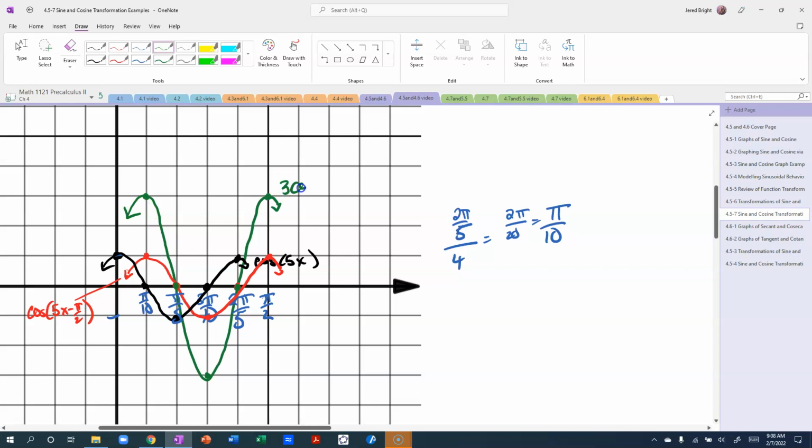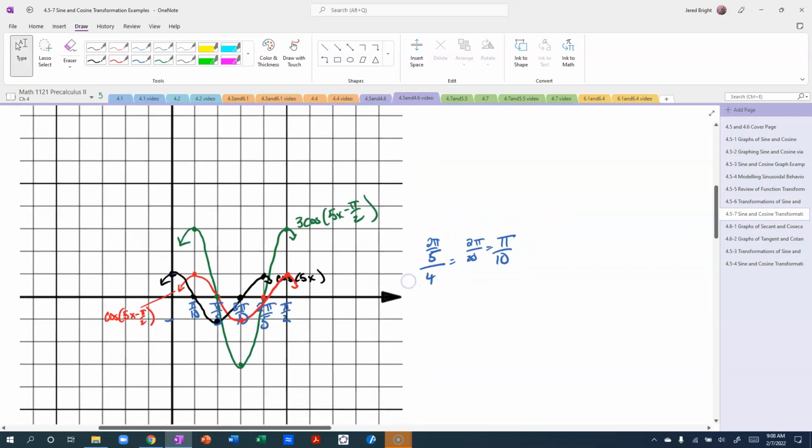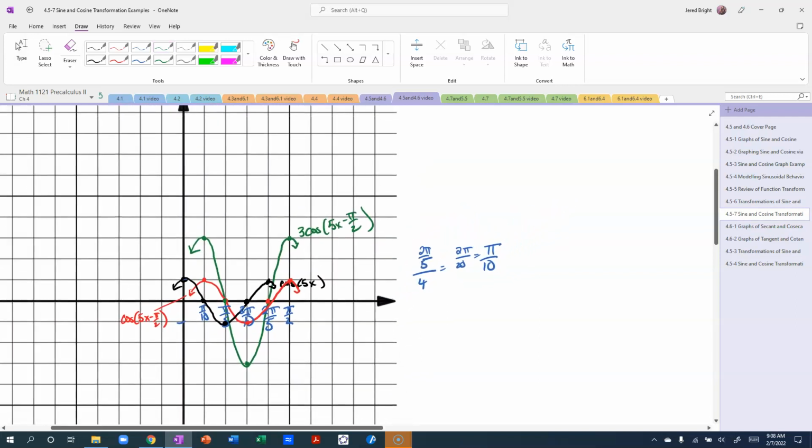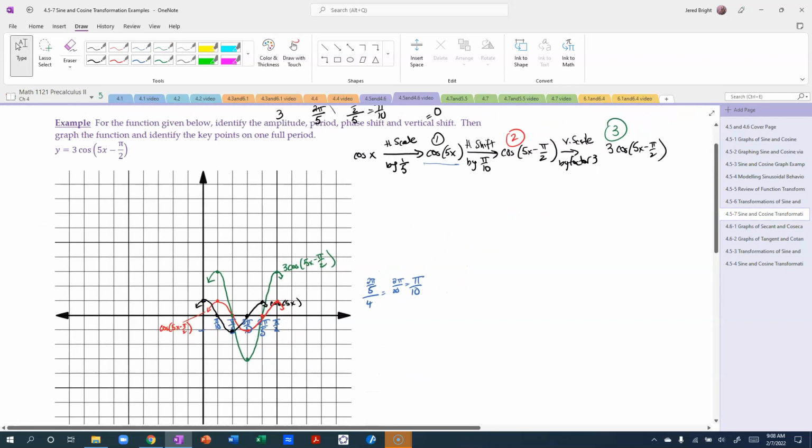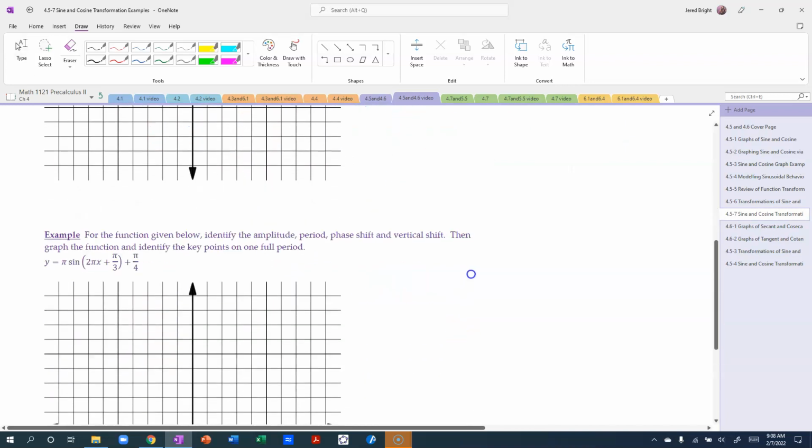So this is 3 cosine 5x minus pi over 2. And we're done. Okay, so 5-point method, yes, there's more to do algebraically, and then you can just plot it and you're done. This one looks messy, but to me, it's actually faster in some cases, because you just take a set of points that you start with and move them according to what you say you're going to do. Next one.